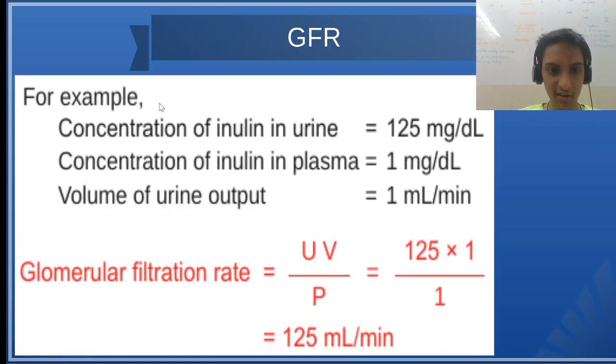Let's see with GFR. For example, if inulin concentration, if the urinary concentration is 125, volume and plasma is 1. Substitute, you will get 125 ml per minute. This is the normal GFR.